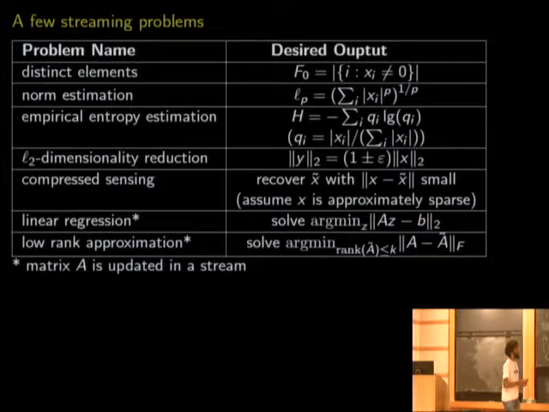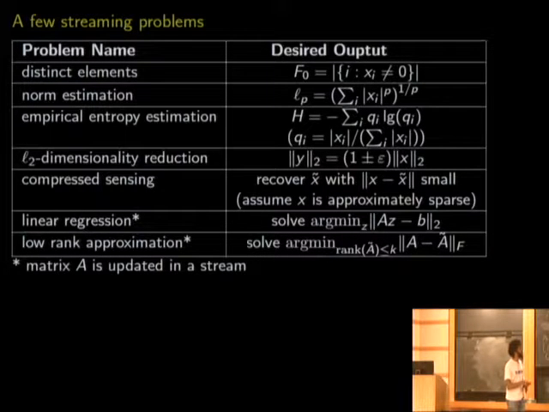Here are a few streaming problems, just to show you the kinds of things that people have looked at. The distinct elements problem is what I just showed you. The desired output is the support size of the vector x. How many entries of x are non-zero? Norm estimation: maybe I want to estimate the norm of the vector x after some streaming updates, or some properties of the empirical distribution. If you look at x as defining some empirical distribution, entropy, for example.